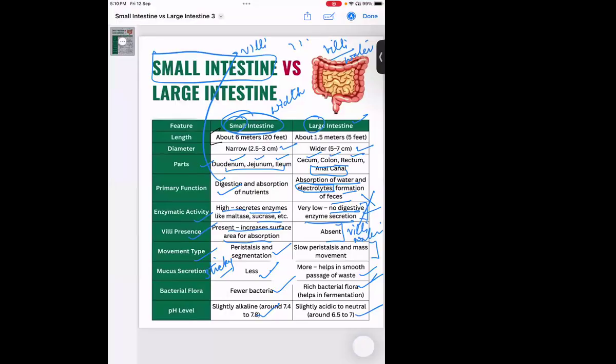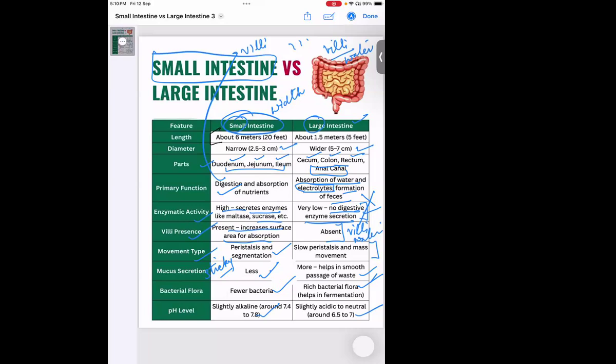So the length of the small intestine is about 6 meters. In the large intestine, it is 1.5 meters. The diameter in the small intestine is narrow, in the large intestine it is wider. The small intestine has three parts: duodenum, jejunum, and ileum. The large intestine also has three parts: cecum, colon, and rectum. The main function of the small intestine is digestion and absorption, whereas the main function of the large intestine is the absorption of water.